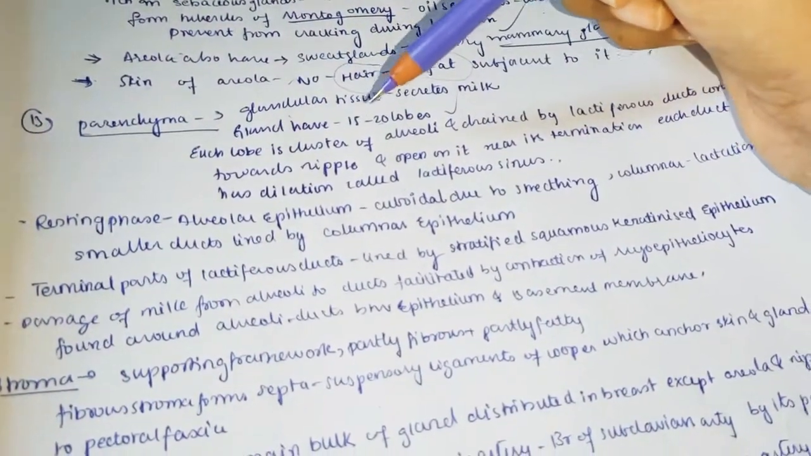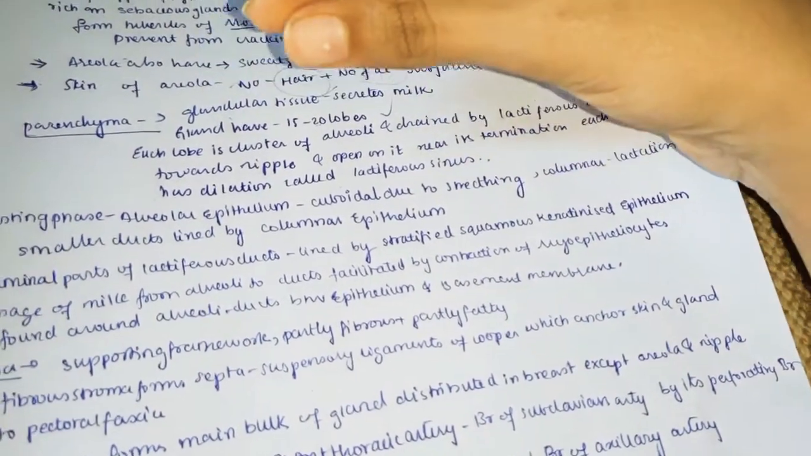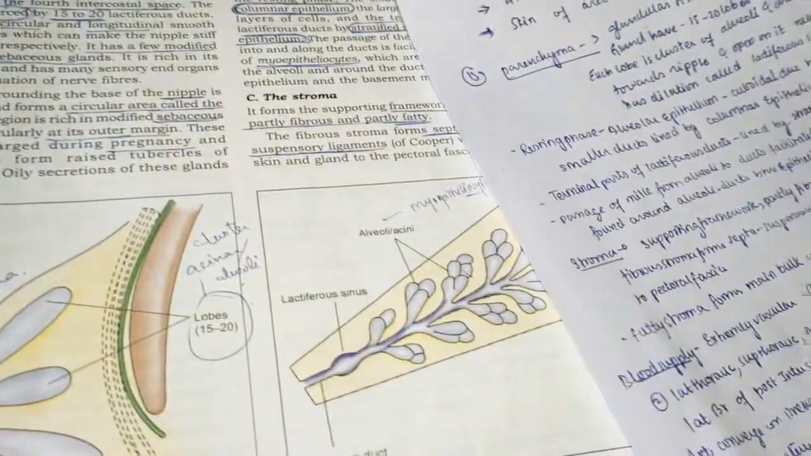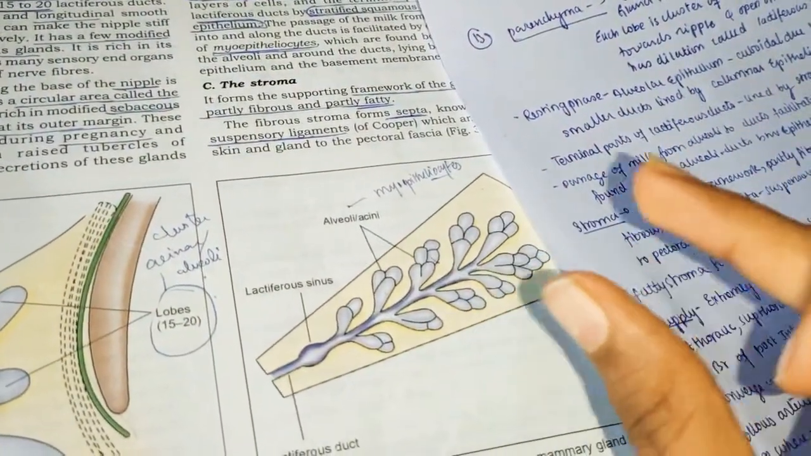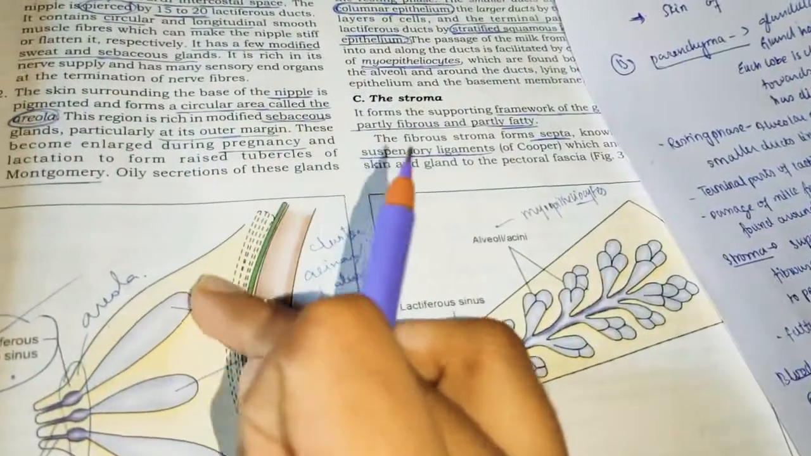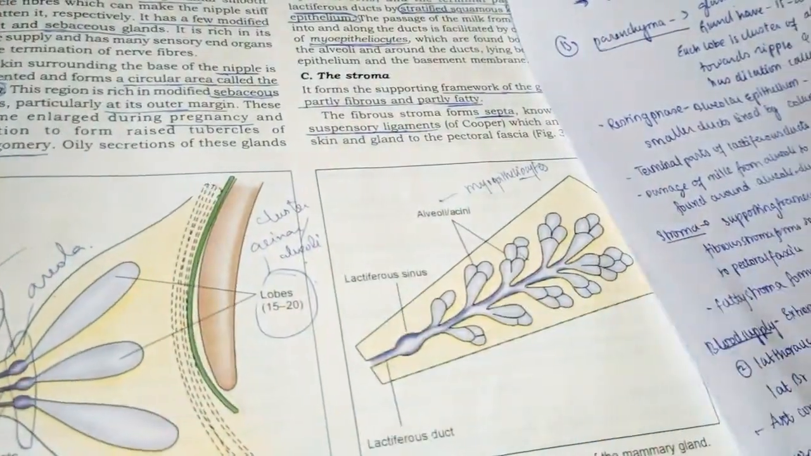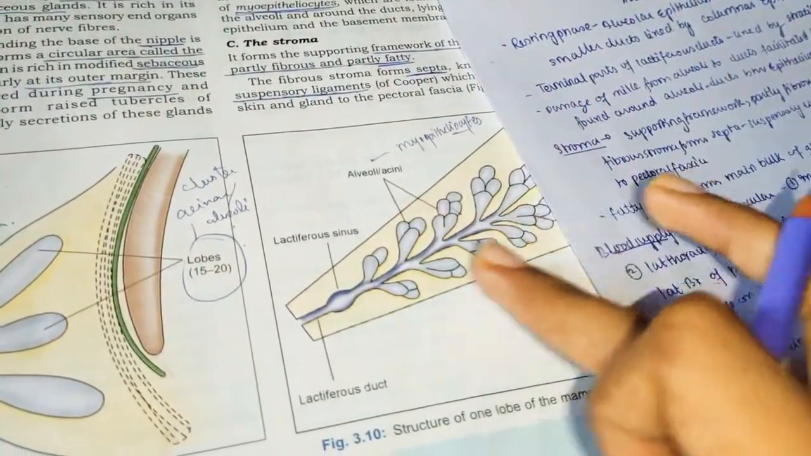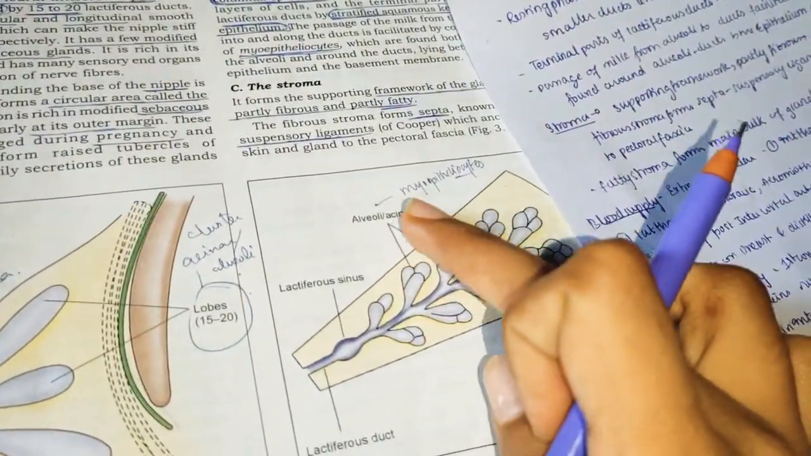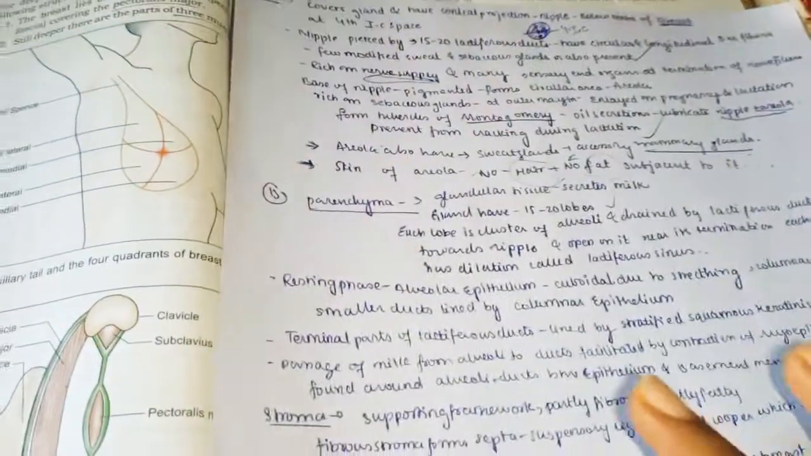Each lobe is a cluster of alveoli drained by lactiferous ducts. If you see, the lobe is nothing but a cluster of alveoli. You can see these alveoli are like lung alveoli. These alveoli are clustered inside the lobes, and from there the milk will pass to the sinus and next to the duct and come out. You can see the alveolar acini, the lactiferous sinus, and the lactiferous duct. The alveolar acini have myoepitheliocytes, all of which we'll discuss.